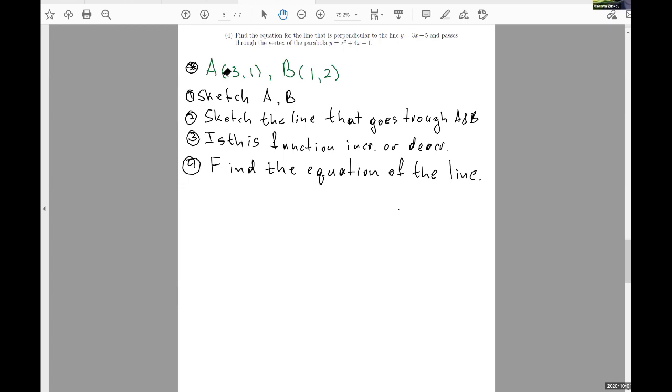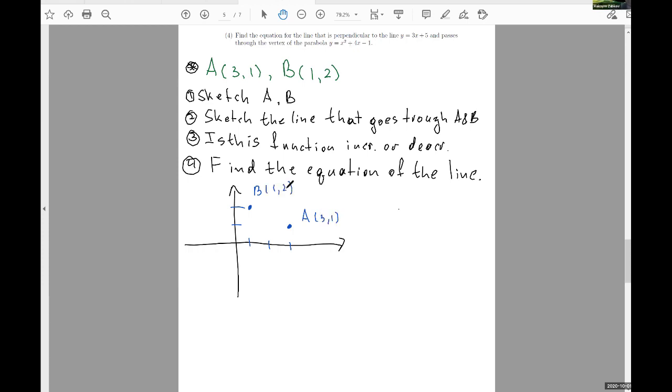Okay, 3 minutes has passed. So sorry. So let me just do part 1, 2, 3, and 4. So for part 1, let me sketch Cartesian coordinates, and I have point A, which is (3, 1). So 1, 2, 3, 1. Point B is (1, 2). So this is my A, (3, 1), B, (1, 2).